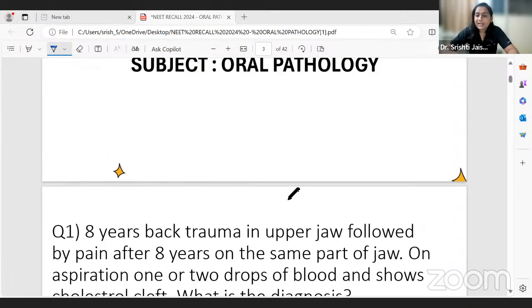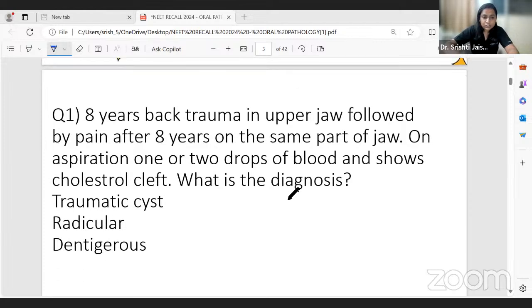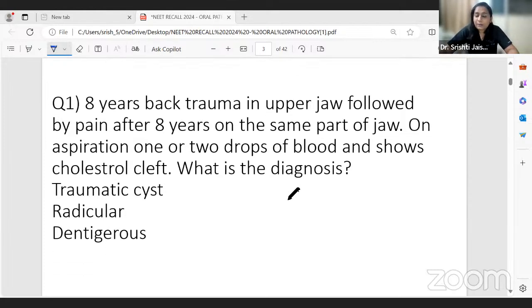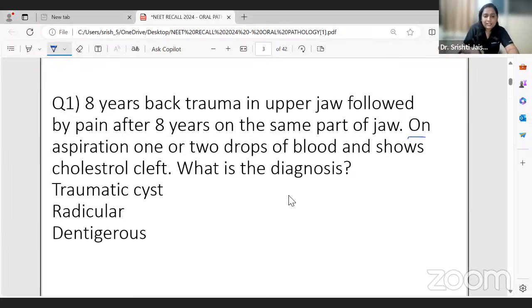Okay. So as I always start all my live sessions from the odontogenic cyst, there were three questions back to back from odontogenic cyst. Okay. So the first question. The patient had a trauma 8 years back, and after 8 years, the patient had pain. On aspiration, there were 1 or 2 drops of blood, and it shows the cholesterol cleft.